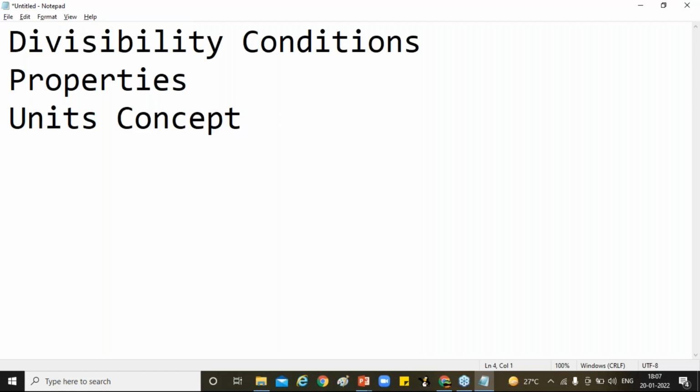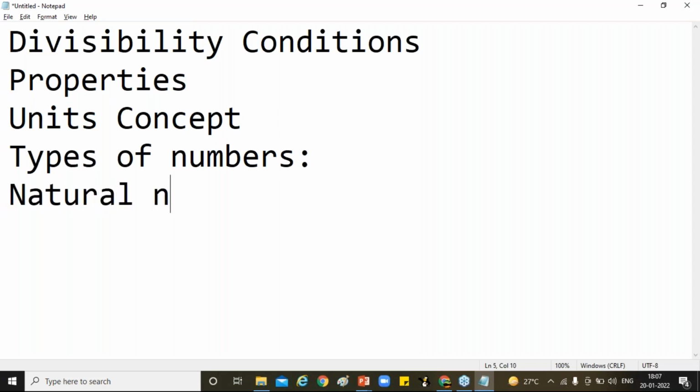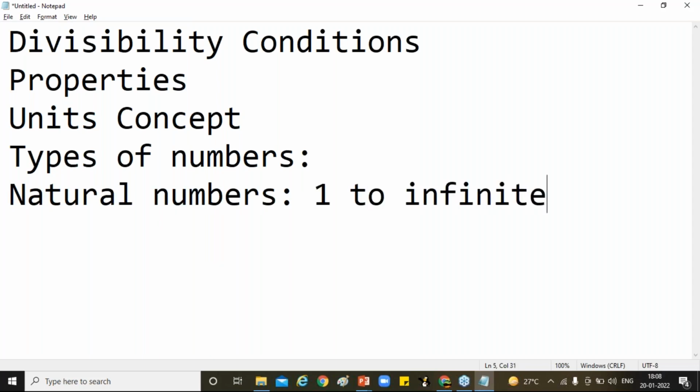So in general, there are different types of numbers, very basics. So please focus. There are different types of numbers. First one is natural numbers. Natural numbers are nothing but all the numbers from 1 to infinite. It means that 1 is one natural number, 2 is one more natural number, 3 is one more natural number, 1 lakh is one more natural number. Like that, all the numbers from 1 to infinite are called natural numbers.